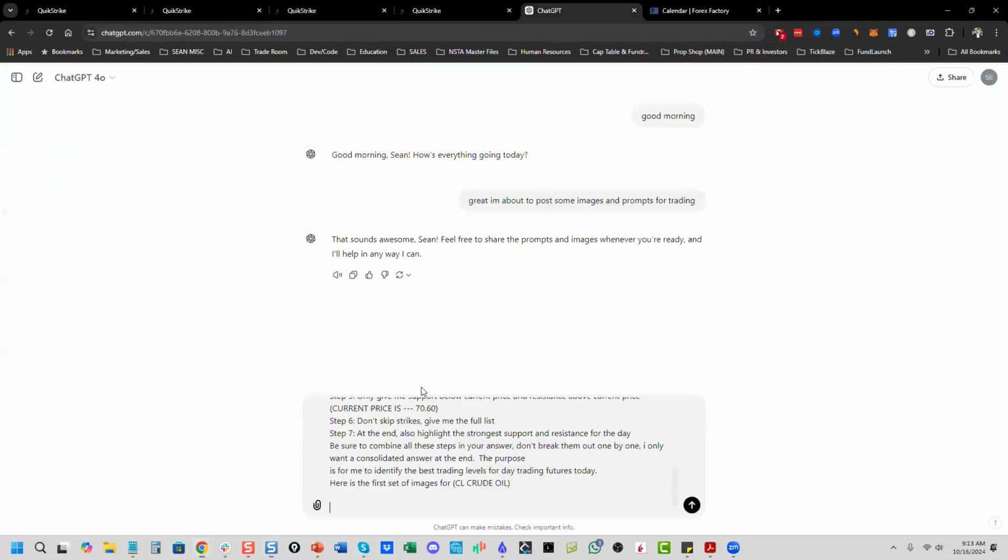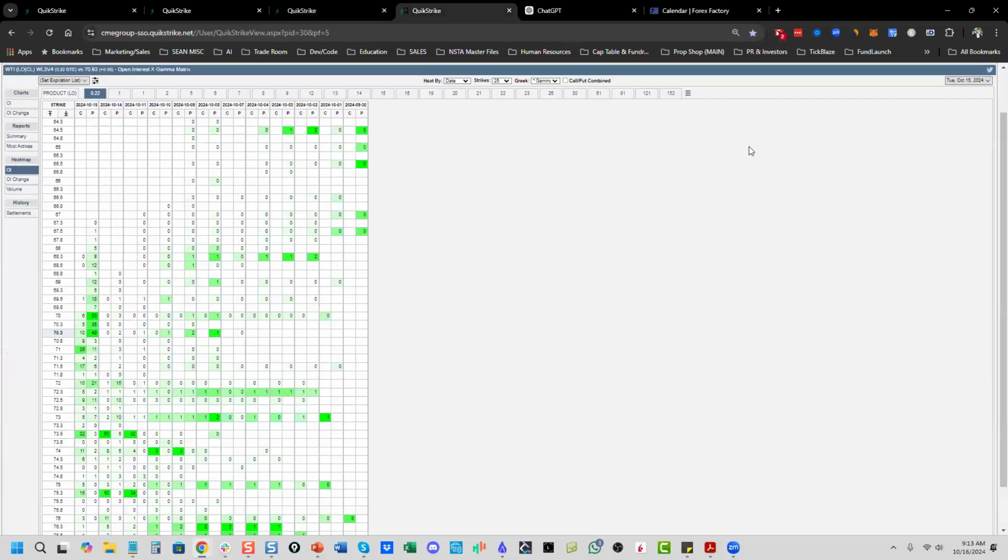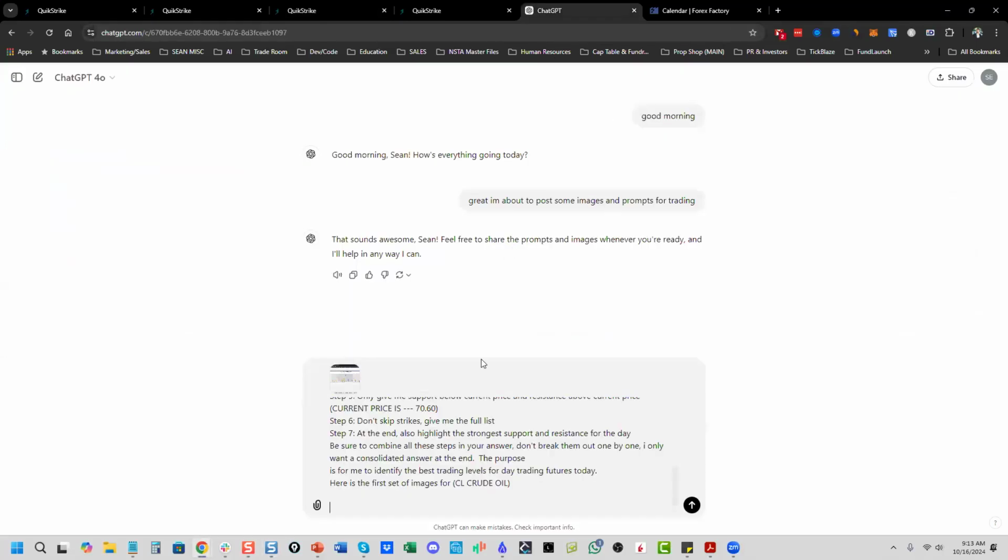So I'm going to go into ChatGPT and post the image. I'm going to go back and take a picture of the gamma levels. I'll give you the prompt, Ben. You don't have to think on your own. Don't worry about it. So I've just posted 2 images and I've given my prompts.